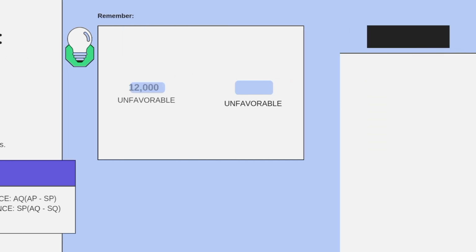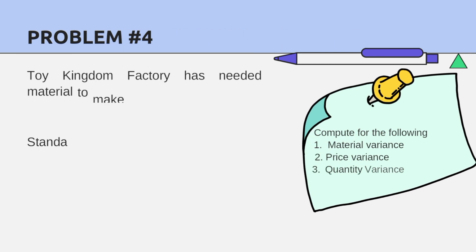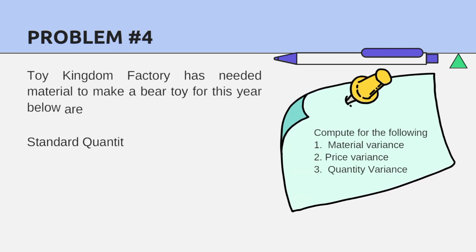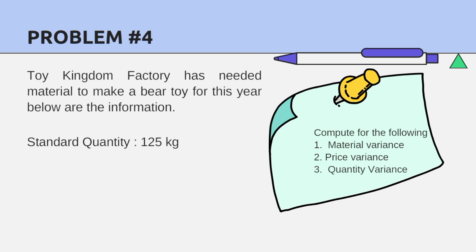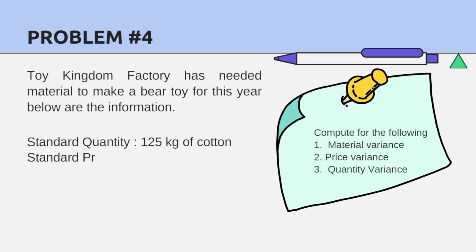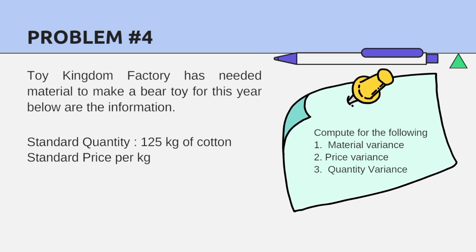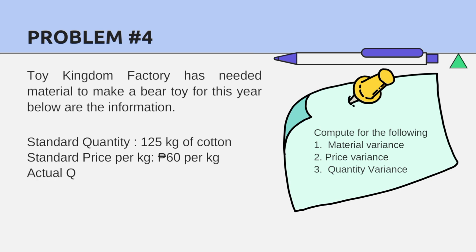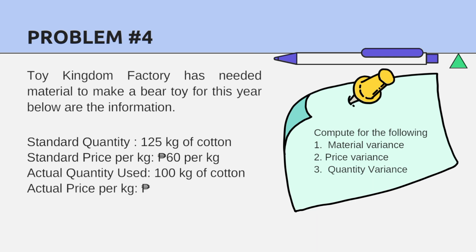And now we get to problem number 4. Toy Kingdom Factory needs material to make a bear toy for this year. Below is the information. For the standard quantity, it is 125 kilograms of cotton. And then it has a standard price per kilogram of 60 pesos. And the actual quantity used is 100 kilograms of cotton. And the actual price per kilogram is equal to 50 pesos.